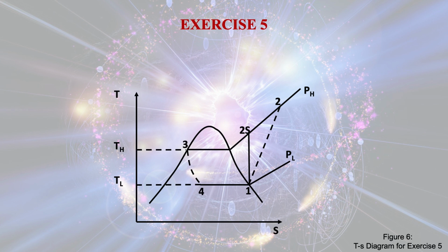This is the T-S diagram for exercise 5. So here you see that the actual work done by the compression is H2 minus H1, but the isentropic work done is equal to H2s minus H1. So the compressor efficiency is defined as isentropic work done divided by the actual work done, that will be equal to H2s minus H1 divided by H2 minus H1. Now let us see how we can proceed for this numerical.